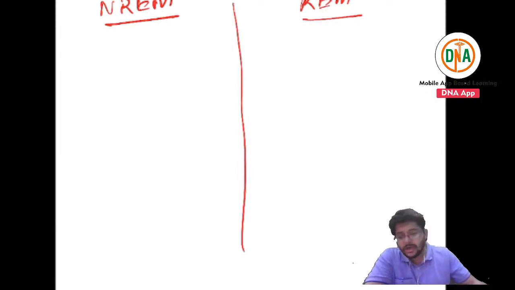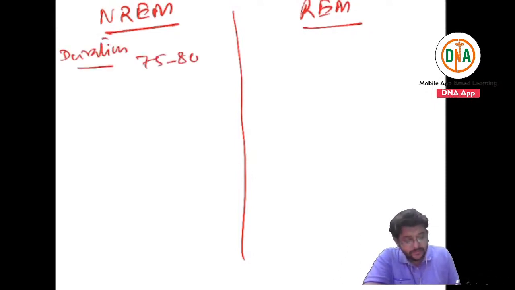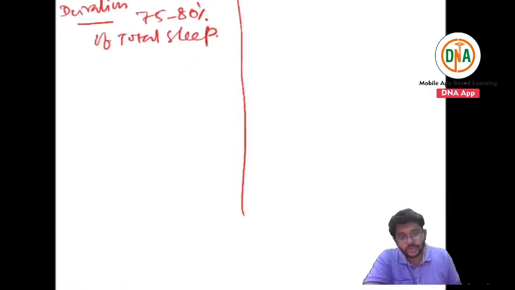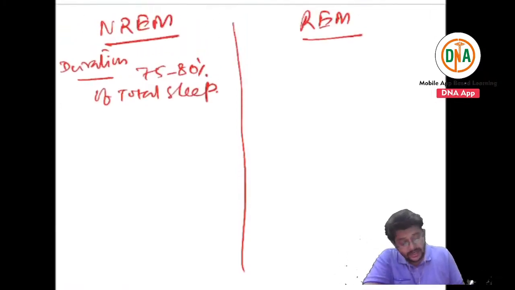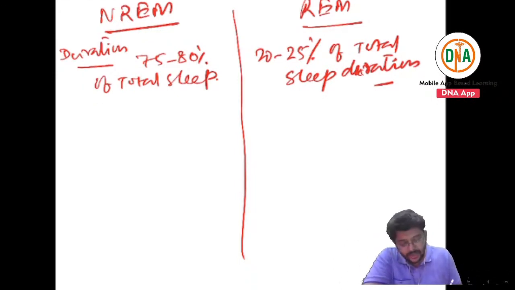So first of all, REM sleep duration. Duration of REM sleep will be 75 to 80% of total sleep. I will urge you to continuously write, because I have to move this page on, as a lot of points are there. And this is 20 to 25% of total sleep duration. This is the REM. And REM is 75 to 80%.